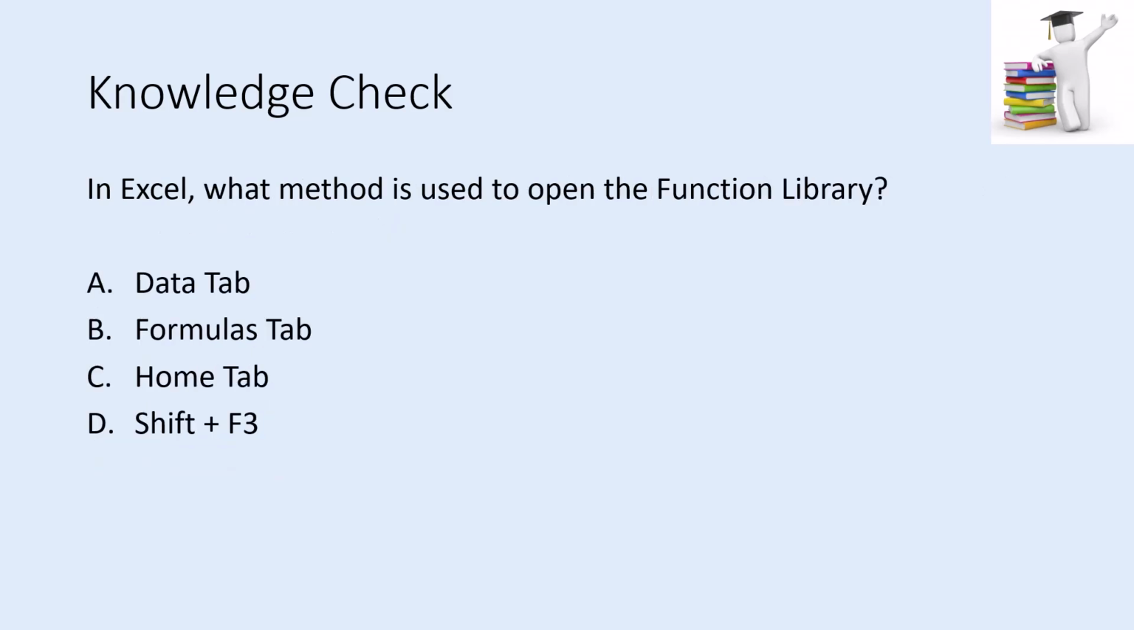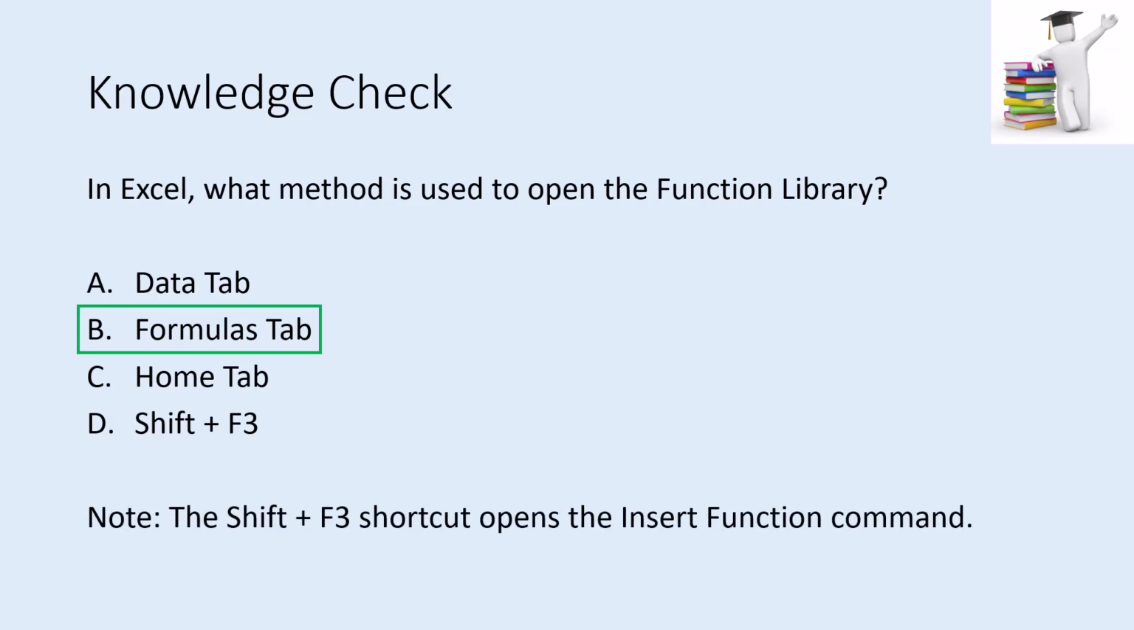In Excel, what method is used to open the function library? A. Data tab. B. Formulas tab. C. Home tab. D. Shift F3. The answer is B. Formulas tab. Please note, the Shift plus F3 shortcut opens the Insert Function command.